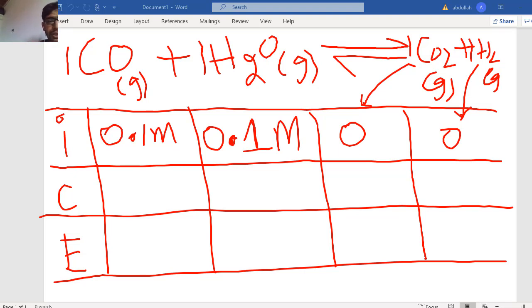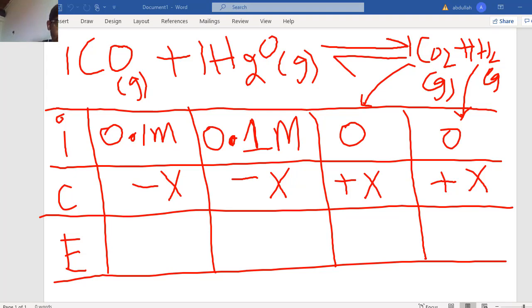These are the initial concentrations. What will be the change? When X mole of carbon monoxide decreases, then X mole of water will also decrease. At the same time, 1 mole of carbon dioxide will increase, and 1 mole of hydrogen will increase. So this is the change in the concentration of reactant and product.